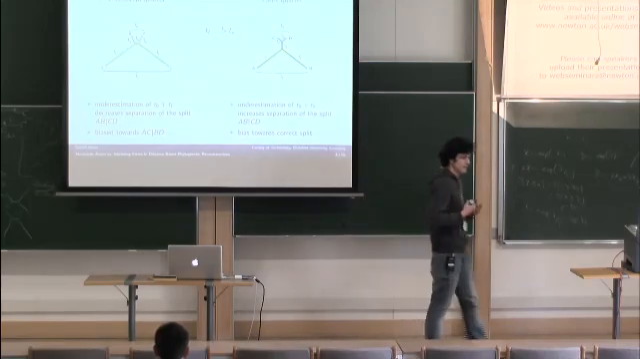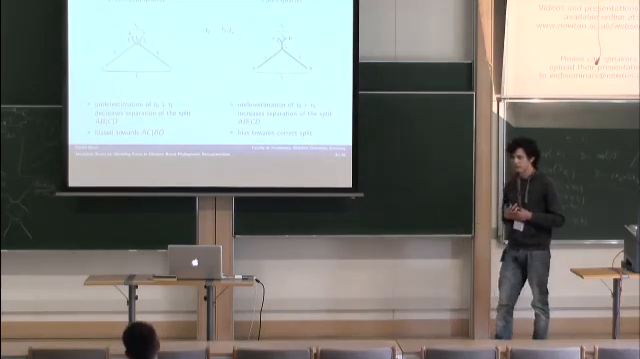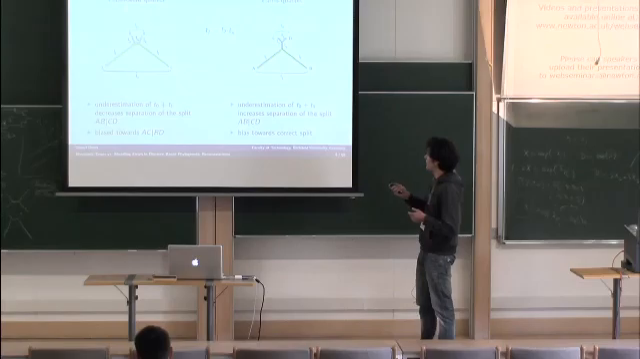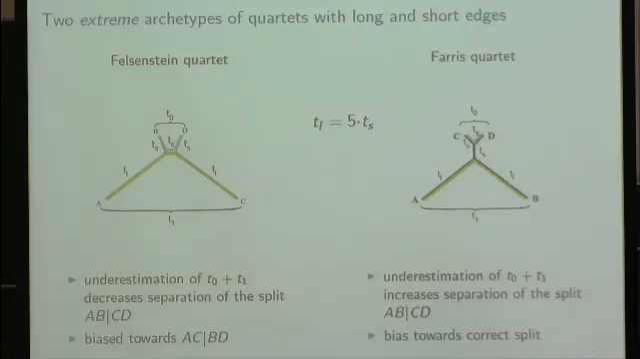So can we actually predict the performance of non-additive distance functions in tree reconstruction? And this is what we tried to do with quartet trees. We constructed a framework which allows us to do exactly this. Here are two quartets with long and short edges. I think you saw those before in previous talks. So that's the Felsenstein quartet, related to the Felsenstein zone, and the Farris quartet. And the long edges in this tree are 5 times larger than the short edges.